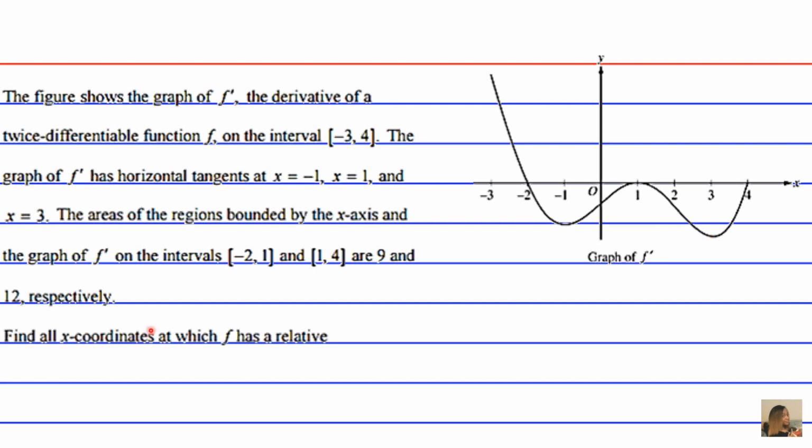Find all x coordinates at which f has a relative maximum. Give a reason for your answer. I'll give you a moment to formulate your thoughts.